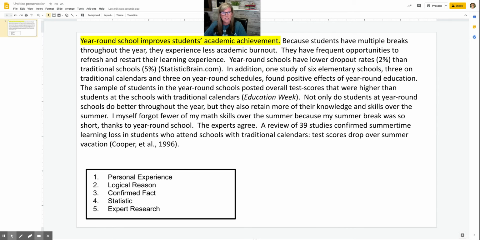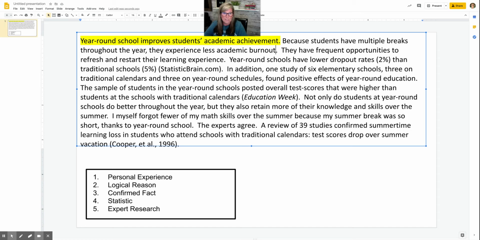How about this first sentence? Because students have multiple breaks throughout the year, they experience less academic burnout. Well, it seems logical, and I don't see anything in parentheses here that tells me it's coming from another source. So not a website or a book or a magazine, not an interview that I have sat down and had with somebody. It's not mentioning anybody's name. So I would say that's probably a logical reason because I can't tell if this is a personal experience from the author or not.